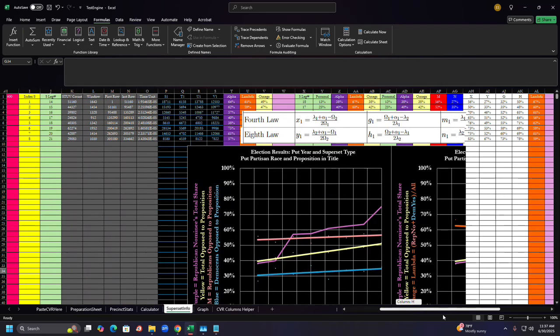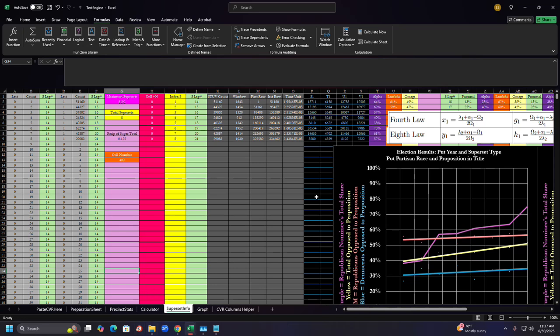What are some of the other things that are in here? If you go to Superset Info, there's a column number operator in cell G13. So if you're doing it by the precinct, you probably don't want to see precincts with less than 400 votes because they're too unstable. That's the only number that you're allowed to touch here.